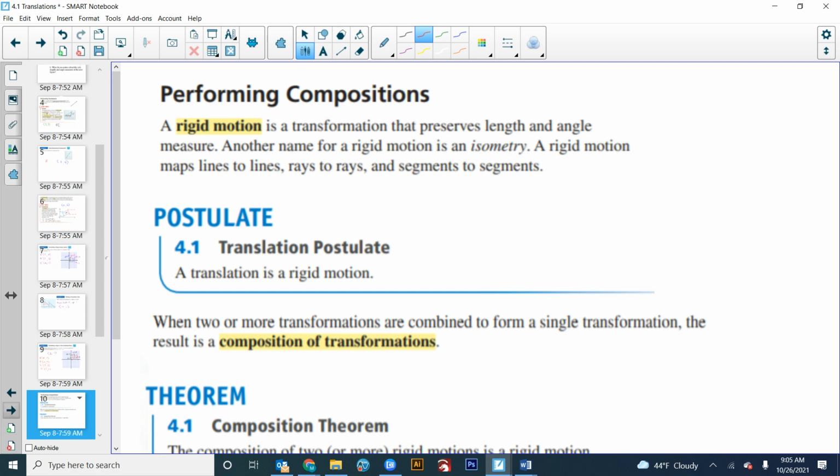All right, rigid motion. I think this is in your guided notes. A rigid motion is a transformation that preserves. What does preserve mean? Preserves length and angle measure. What's a good synonym for preserves? A rigid motion is a transformation that preserves length and angle measure.